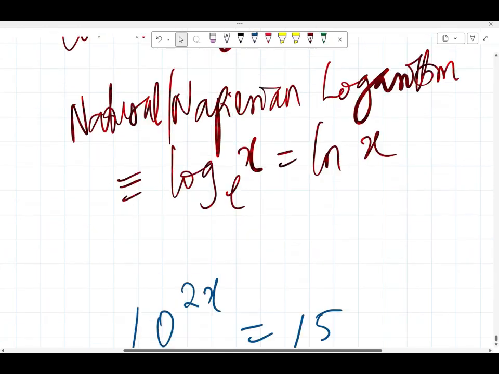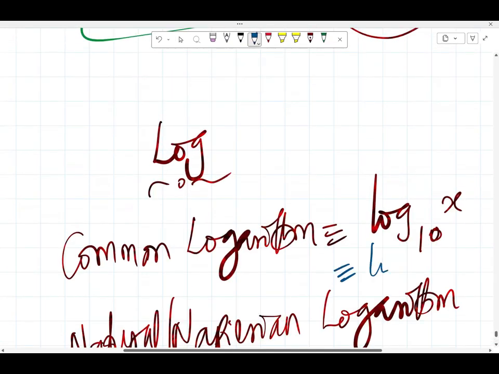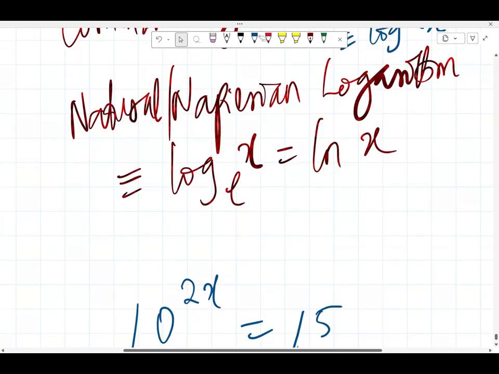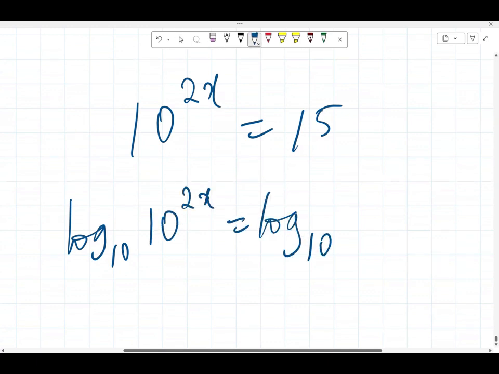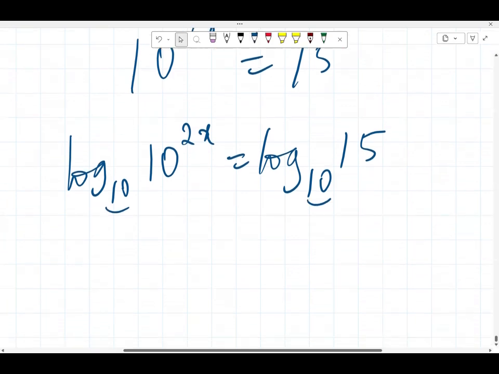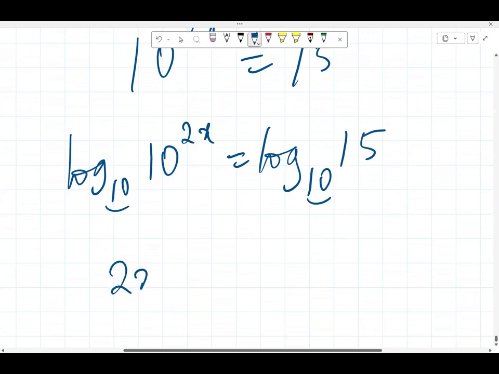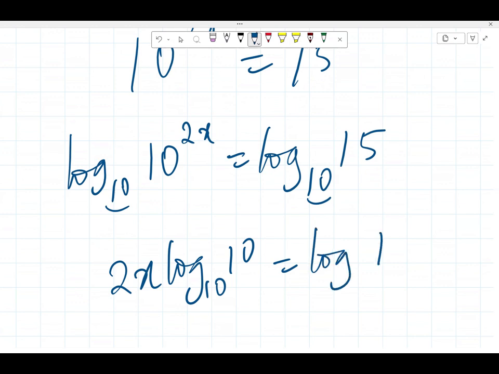Log to base 10 is usually shortened as log. So if I use log and I don't indicate the base, we just assume it's base 10. We can have other bases, but these are the most popular: log to base 10 and log to base e. So now log to base 10 of 10 raised to 2x is equal to log to base 10 of 15. Even if you don't write the base, everybody understands that it's log to base 10. So in this case, you just have 2x log 10 to base 10 equals log 15 to base 10.